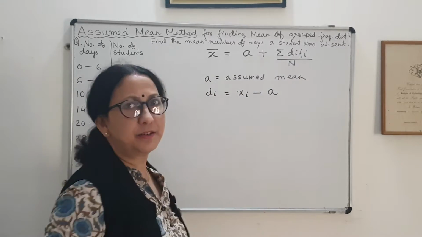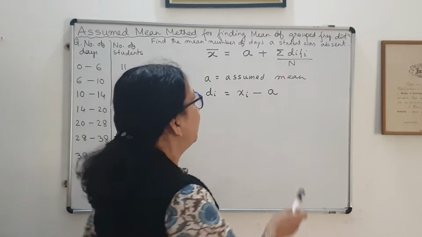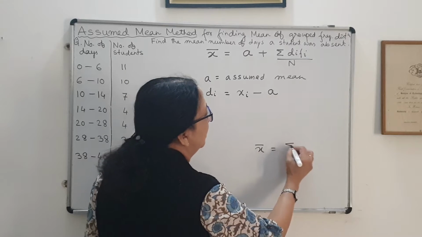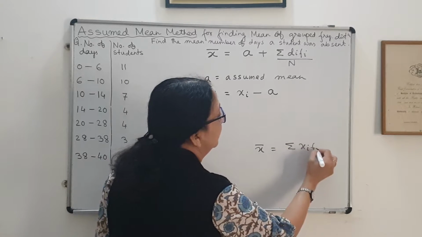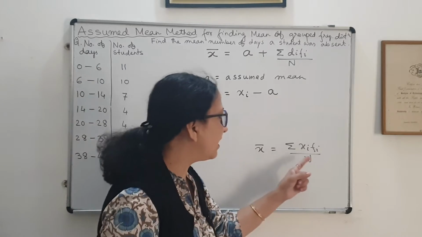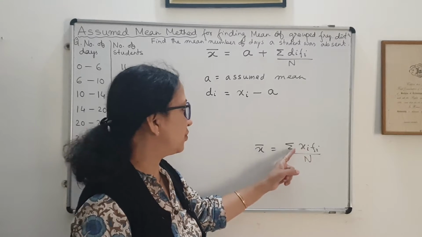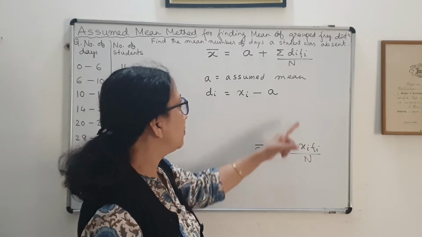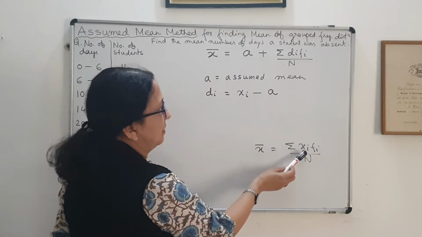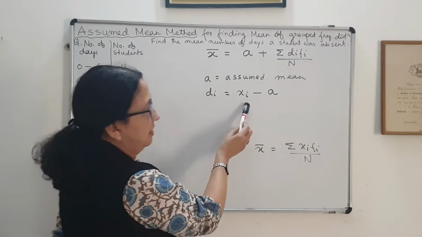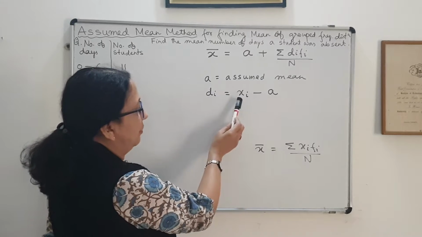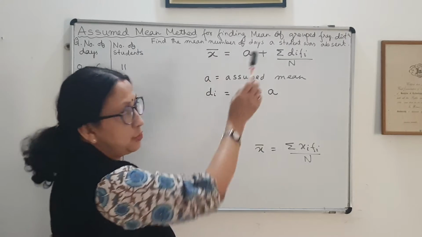Actually, in the direct method in my last video, the formula was x bar equals sigma xi fi upon n. This was the formula where we multiplied the frequency directly with the observation value. So the name was direct method. But here we are not multiplying the frequency directly with xi but with a different variable di, which is nothing but the deviation from the assumed mean. That's why the name assumed mean method.